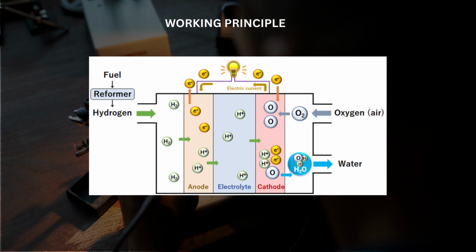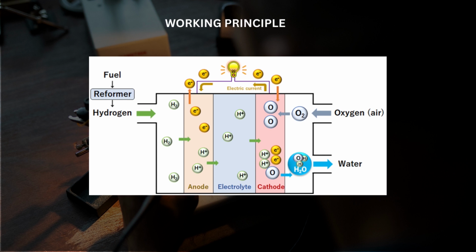Fourth, we have the electron flow. Electrons released at the anode cannot pass through the electrolyte. Instead, they are forced to travel through an electrical circuit to reach the cathode. This flow of electrons through an external circuit generates an electrical current which can be used to power a device or system.